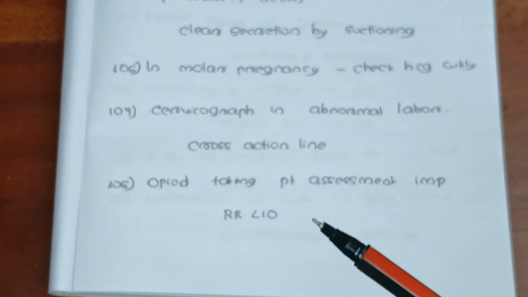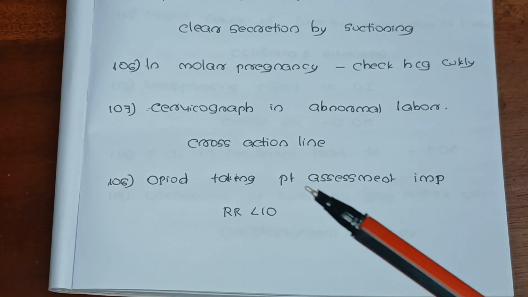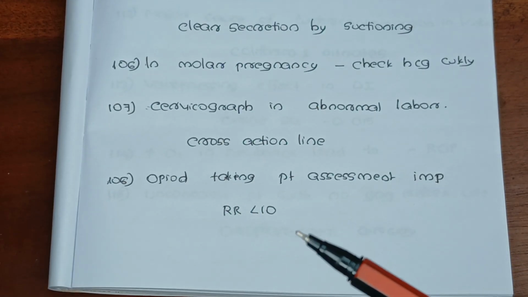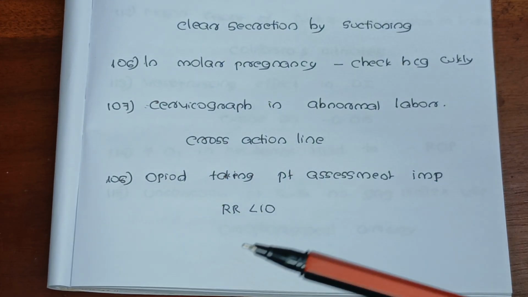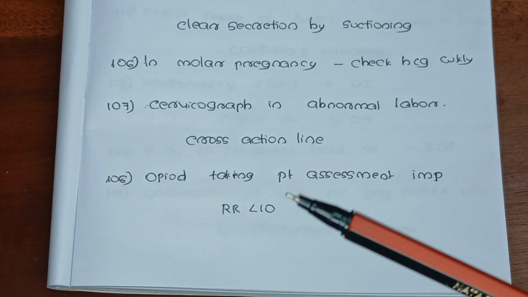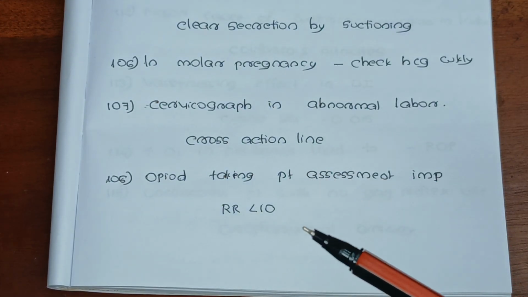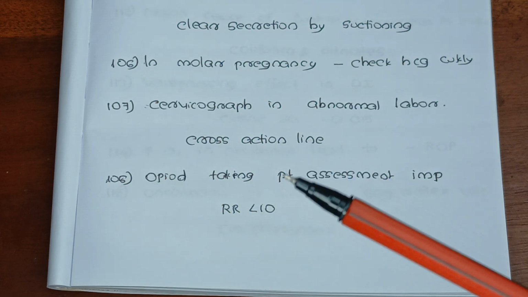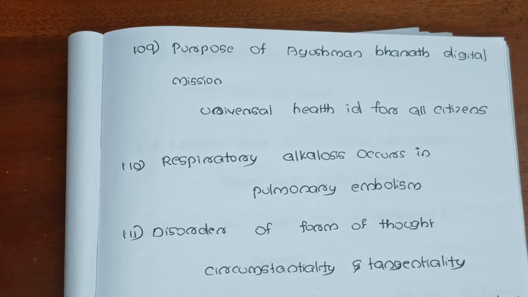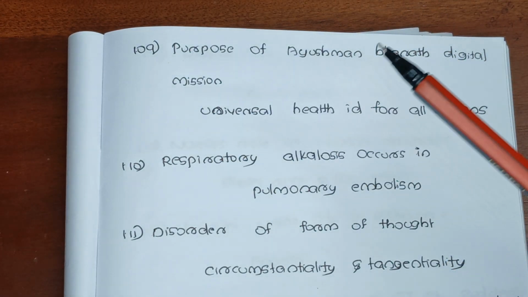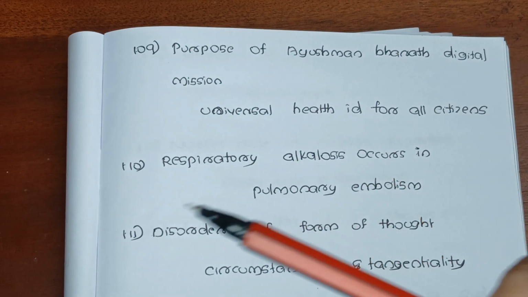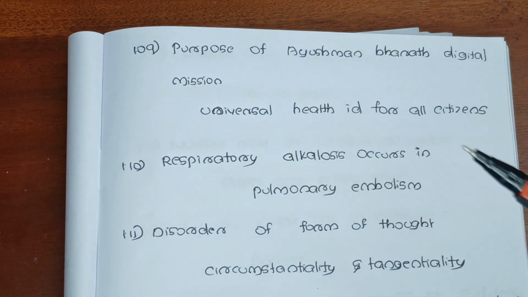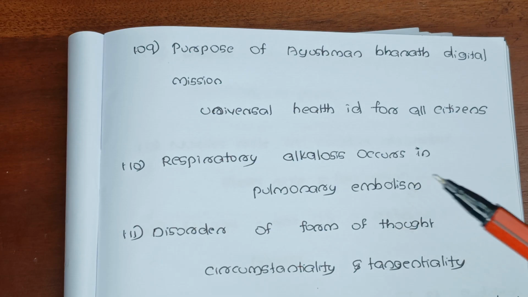108. Opioid taking patient assessment. Important assessment is respiratory rate less than 10. Opioids like morphine will cause respiratory depression, so we have to assess for the respiratory rate. Opioid antidote is naloxone. 109. Purpose of Ayushman Bharat digital mission is universal health ID for all citizens. 110. Respiratory alkalosis occurs in pulmonary embolism.